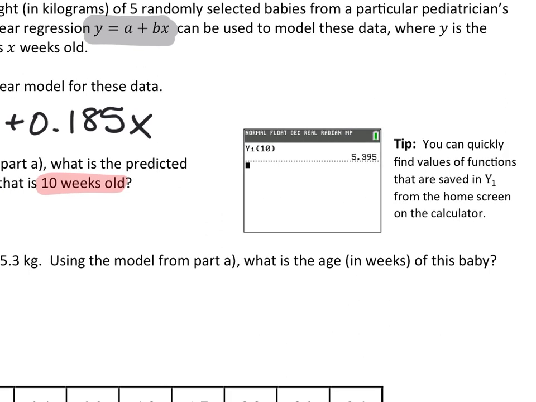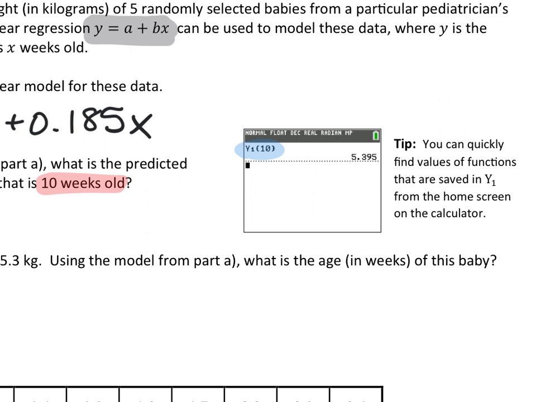This will throw it back to when we did average rate of change and I confused everybody. You can quickly find the values of functions that are saved in Y1, which we did, we stored it there, from the home screen on the calculator, typing exactly this into your calculator. It is telling it, like function notation, take the number 10 and plug it into y1. Not multiplied by, but plugged into.